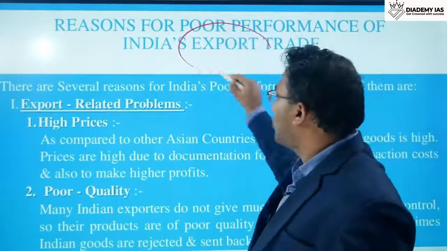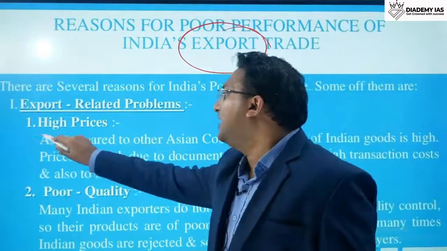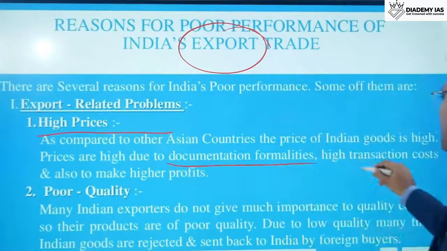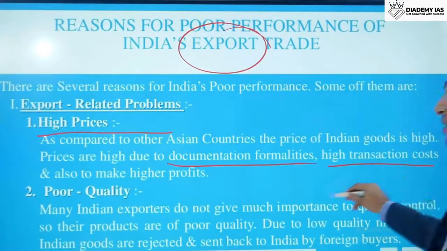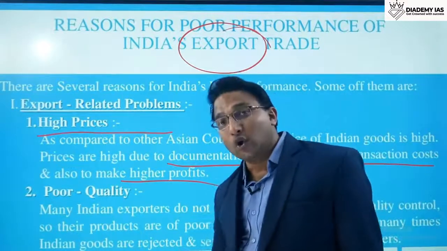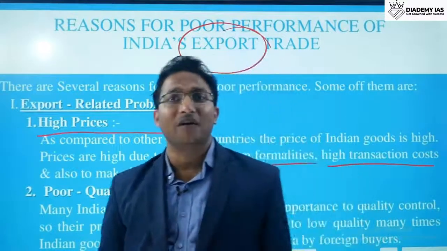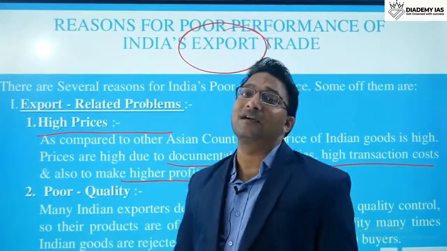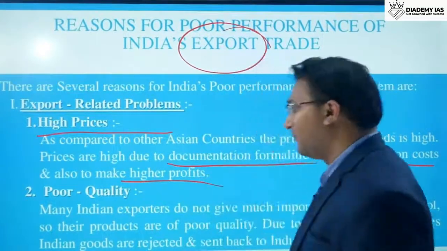Now, reasons for poor performance of India's export trade. Why India's exports have been poor? First of all, the high prices. So, our prices are high because of the high documentation formalities, high transaction cost, and also because we want to make the high profit on the export. So, as I told you, our logistics cost is approximately 13% to 14% of GDP as compared to the average 10% and 9% in the other countries of the world.